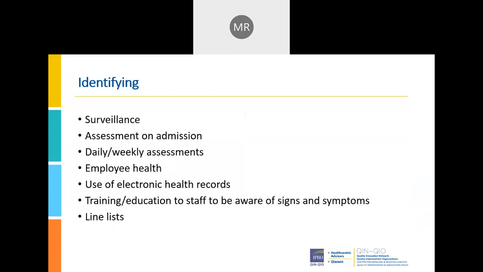So that was about prevention. We're going to talk about identifying. So that was one of the other elements in the IPCP plan that you need to be aware of. You need to be identifying.